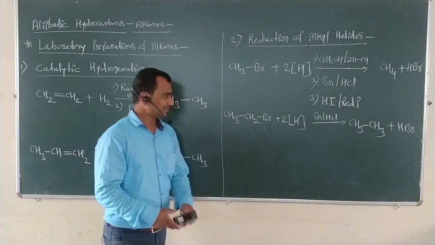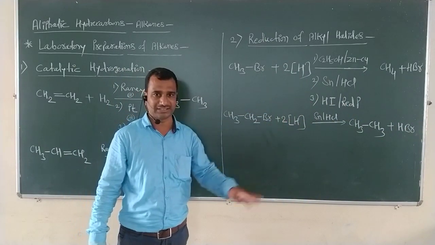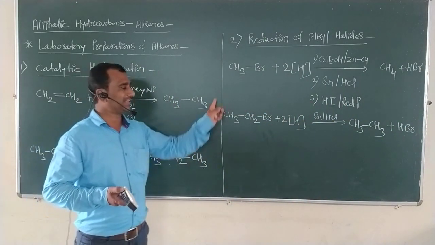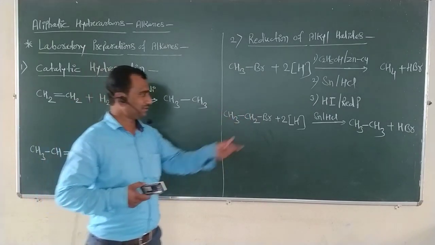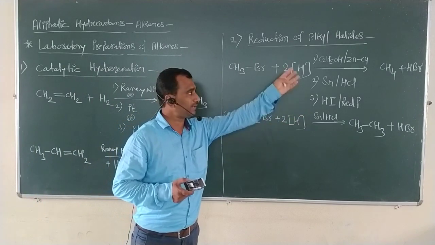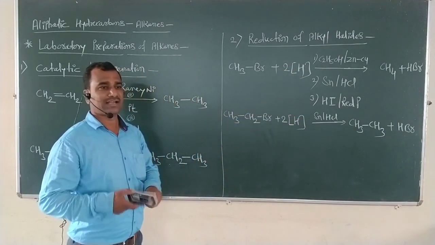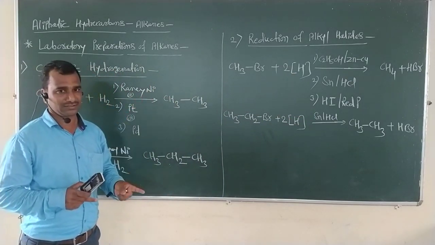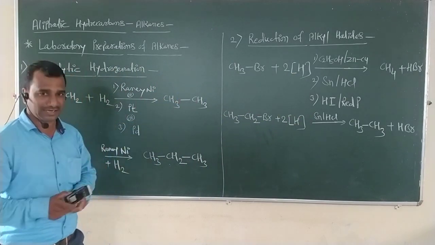So we can say that ethyl bromide can be converted into ethane, which is the formation of alkanes from alkyl halide by treating the alkyl halide with nascent hydrogen in presence of any one of the reagents among these three. This is the second simple method for the formation of alkanes, known as reduction of alkyl halides. So this is the second method.